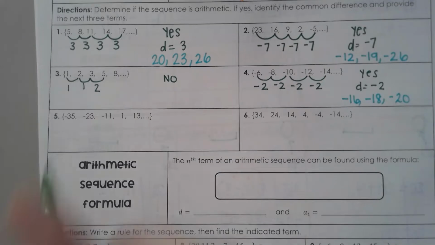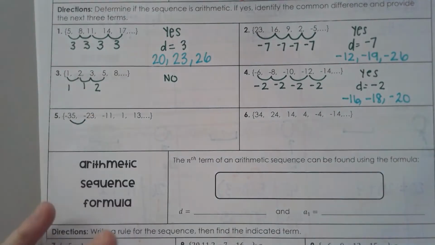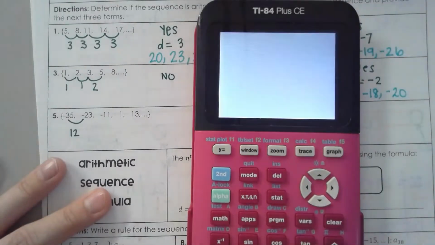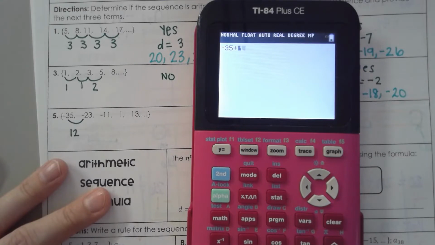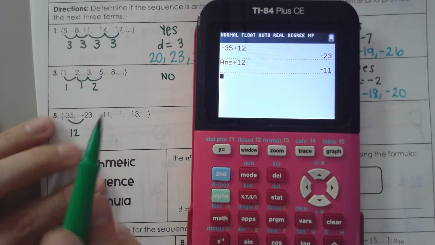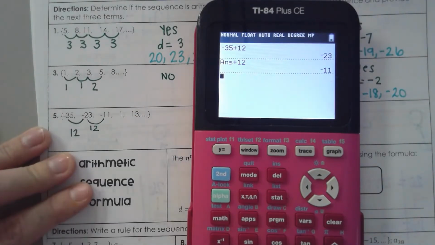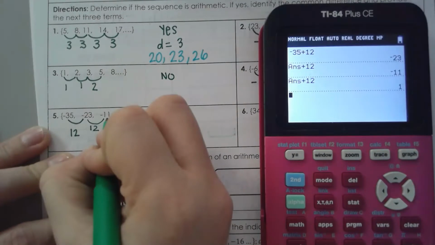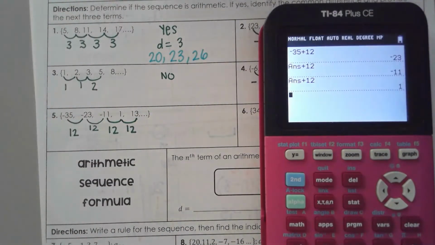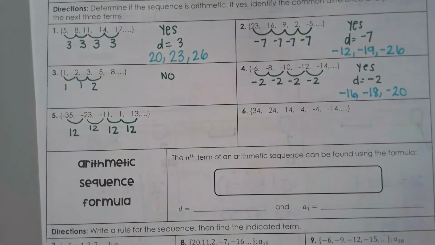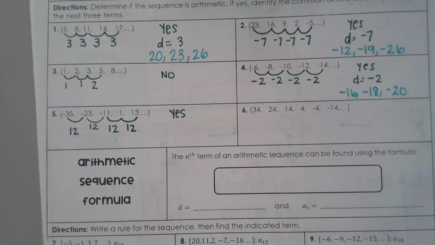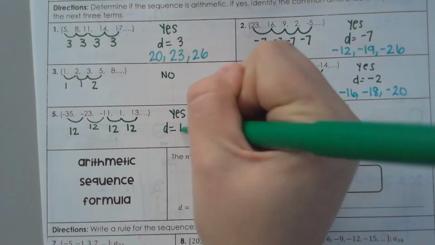Number 5, adding what? 12, yep. So, -35 plus 12 is -23. And then if I add 12, yep, plus 12, yep, plus 12, yep. So yes, it is arithmetic. My common difference is 12.